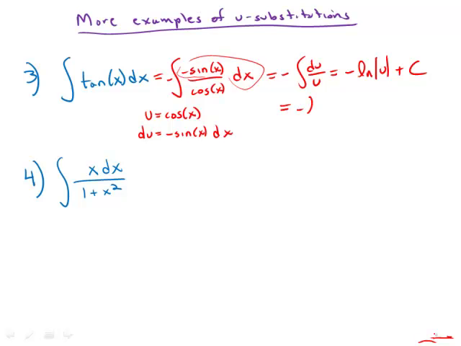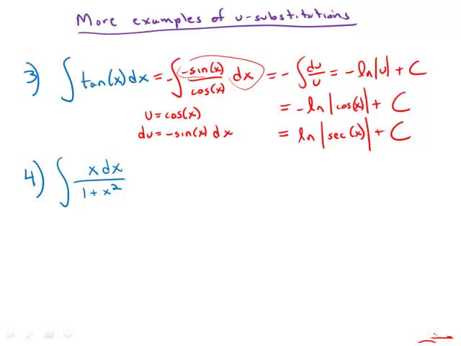And this is negative log cosine x plus c. And of course, we can bring the negative inside the logarithm, where it becomes a power of -1, so that becomes 1 over cosine, and 1 over cosine is secant. And so this is the log of secant plus c. And that, in fact, is the antiderivative of tangent x.